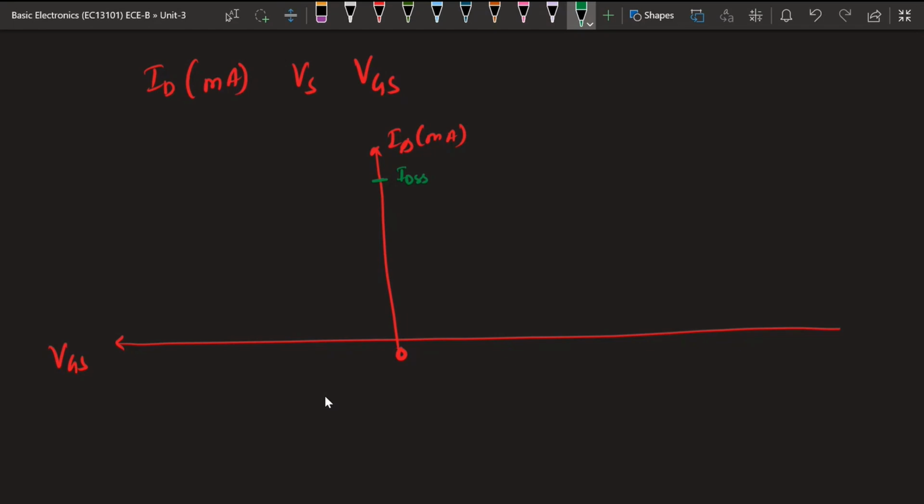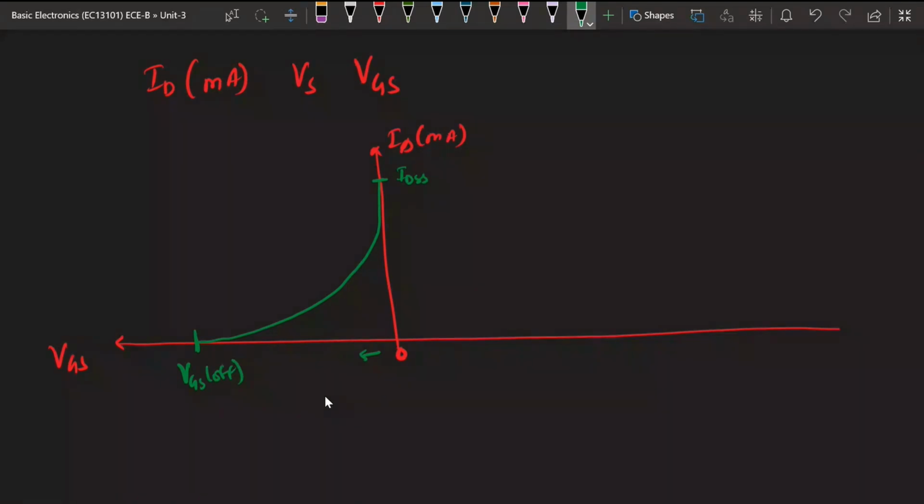As we increase the VGS in the negative direction, the current is going to reduce. It will keep reducing such that there will be a point, VGS off, where the current will be 0. So this is your curve. This point at which the current reduces to 0 is called VGS off.